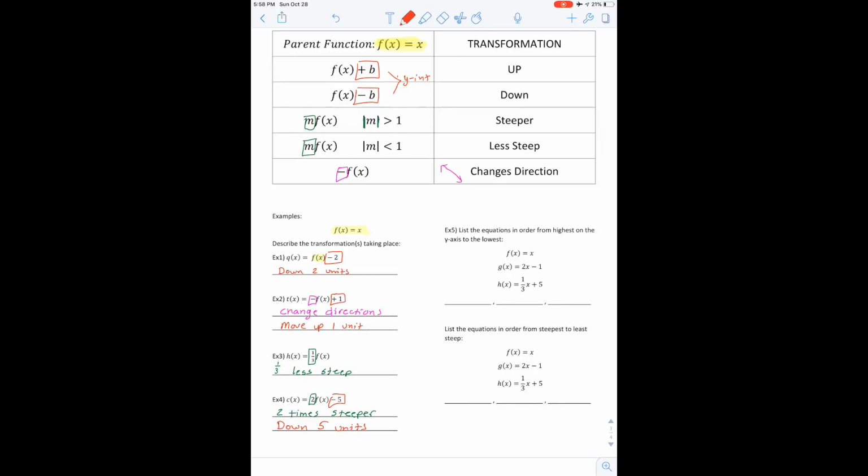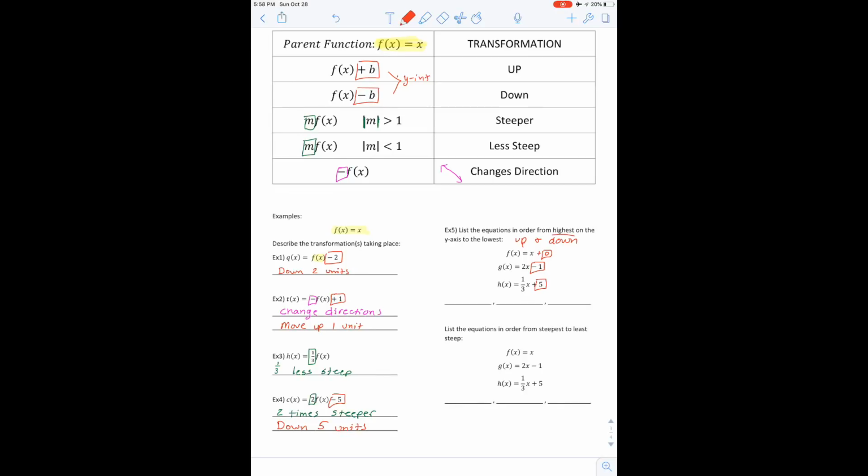So now I'm going to look at 3 different functions, f of x, g of x, and h of x, and we're going to determine which one is highest on the y-axis down to the lowest. So that means that we're moving up and down. If we're talking about the y-axis, what do we need to look at? The m or the b? Which one moves the graph up or down? The b value. So I'm going to outline, box the b value on each one. Now this first one, there's nothing added on, so that's like a 0, right? So we have 0. This one's a -1, and this one's 5.